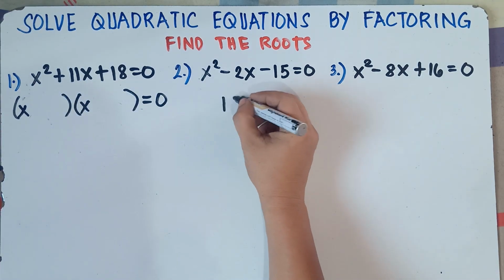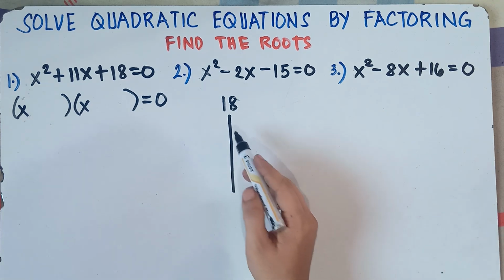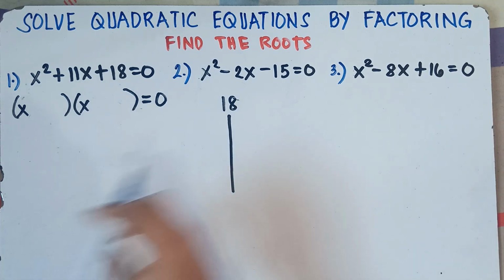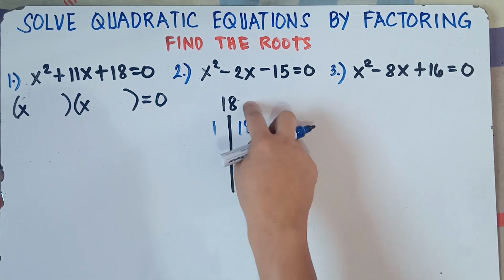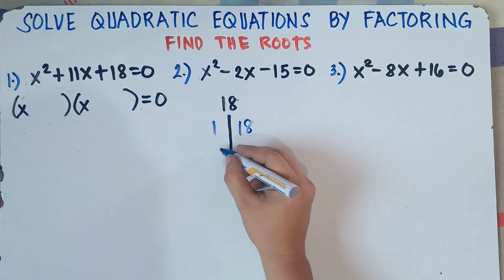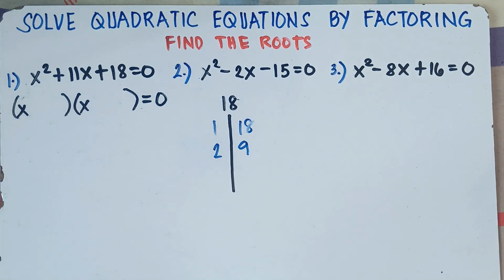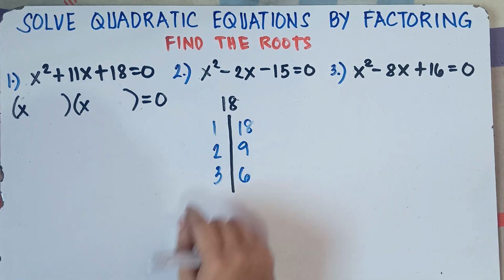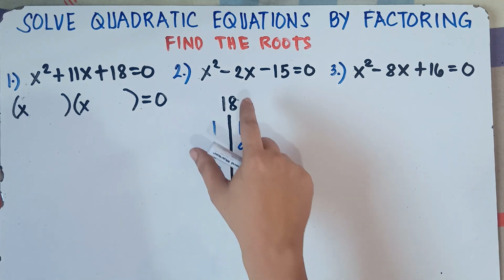So you write 18 and you get the factors of 18. What are those numbers? We have 1 times 18. If we multiply 1 times 18, we get 18, right? What else, class? We have 2 times 9. 2 times 9, that is 18, right? What else? We have 3 and 6. If we multiply 3 and 6, we get 18.